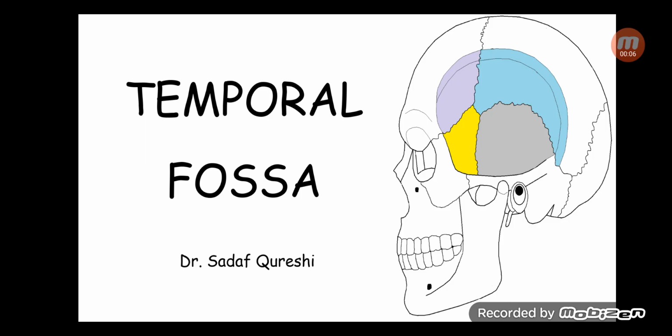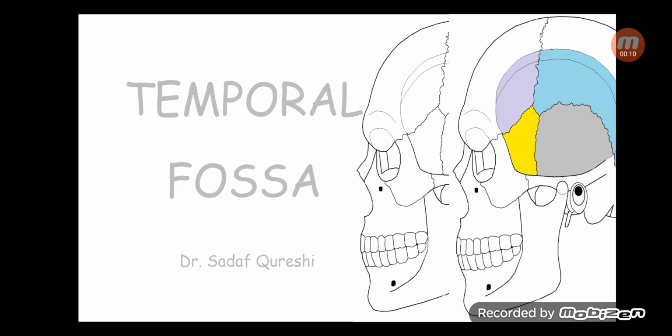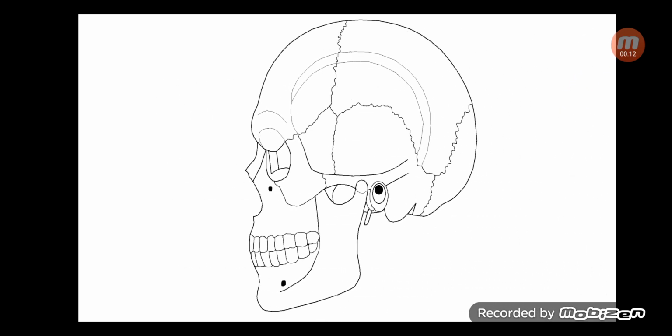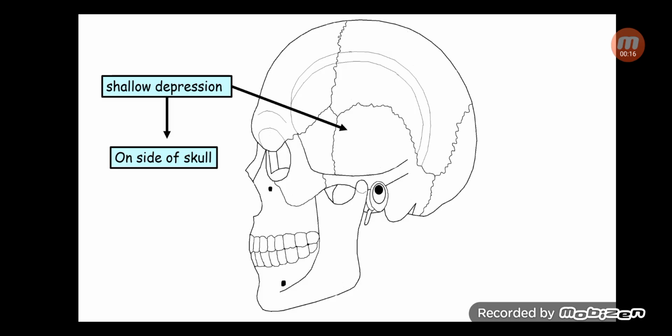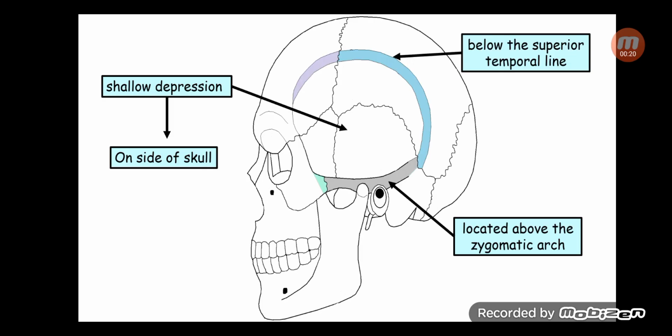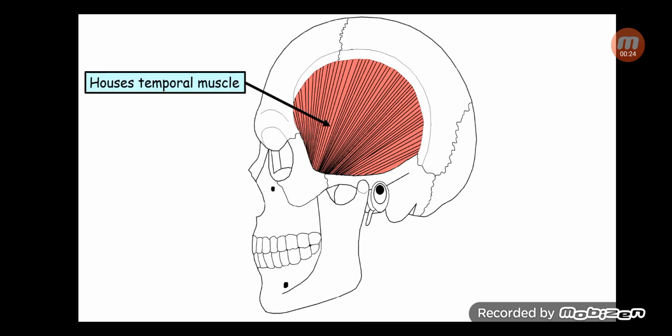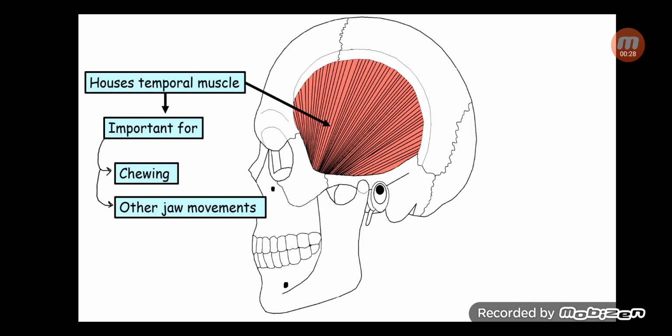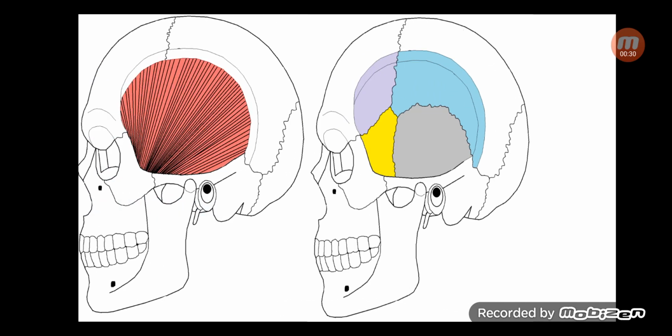If we look at the diagram, the colored area in the diagram is showing the temporal fossa. So what basically is the temporal fossa? The temporal fossa is a shallow depression present on the side of the skull, located above the zygomatic arch and below the superior temporal line. It houses the temporalis muscle, which is important for chewing and other jaw movements.